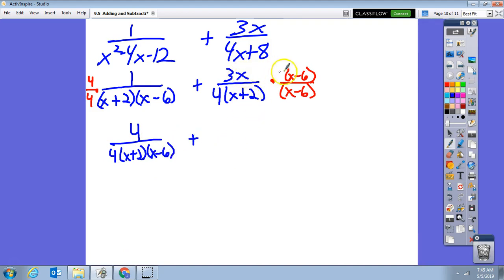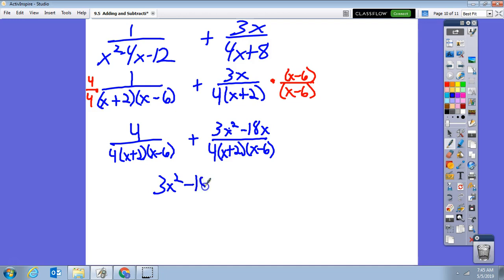On the top of this one, 3x times x is 3x squared. 3x times negative 6 is negative 18x. And then you have your denominator all together at the bottom. If you add the tops together, there's nothing really, again, to add on this one. No like terms. But I'm assuming that you understand how to add like terms together by now. And your denominator doesn't change because it's the common denominator. And that's what we do with common denominators when we add them together.